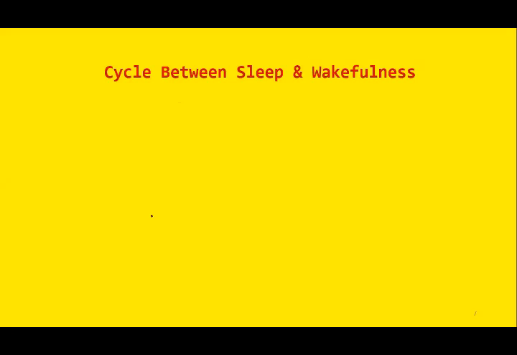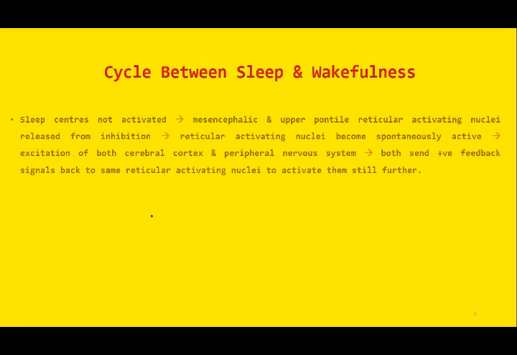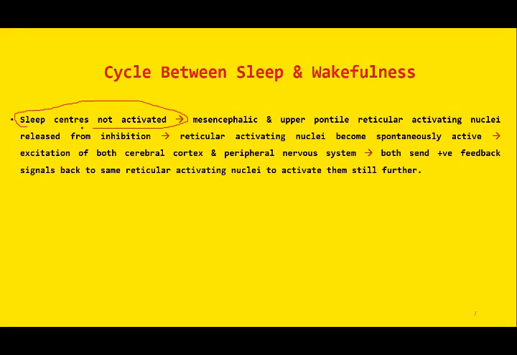Now we will discuss the sleep wakefulness cycle. So what happens during sleep? When the sleep centers are not activated, the midbrain and upper pontile reticular activating nuclei are released from the inhibition, as we have just discussed. Loss of inhibition will result in overexcitation. So this will send positive feedback signals to the reticular activating system.